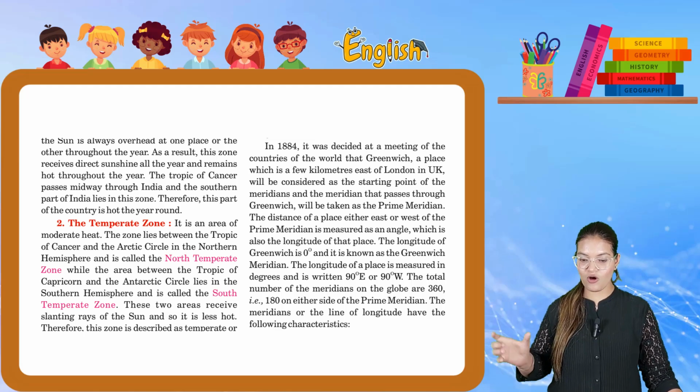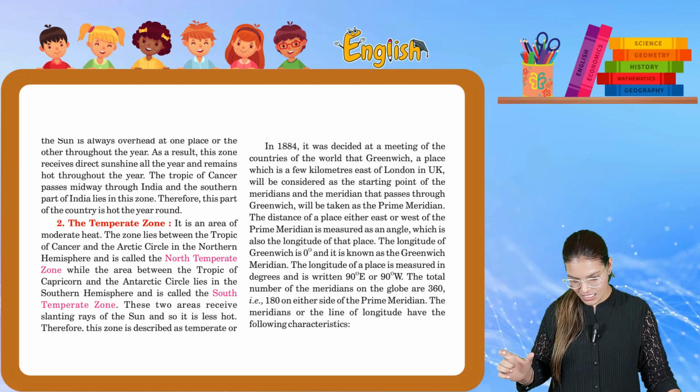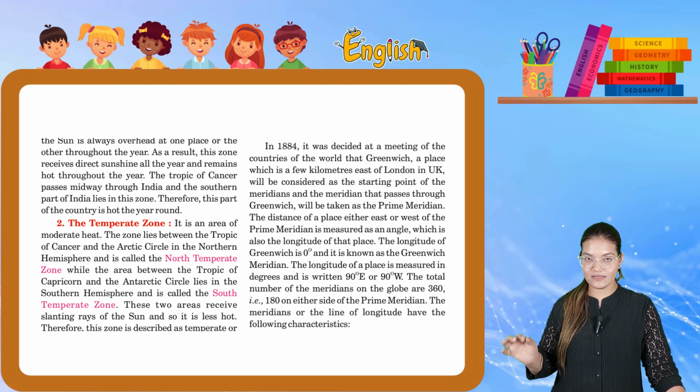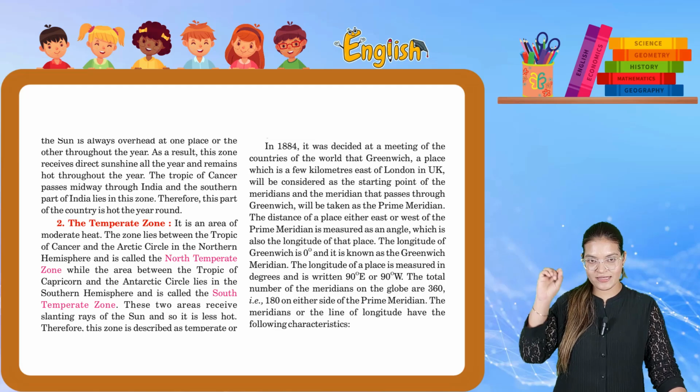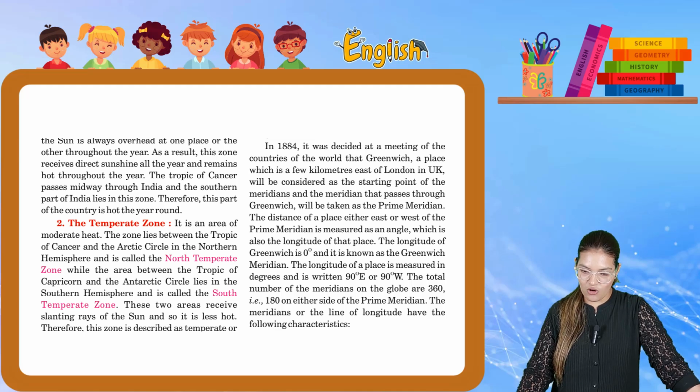The longitude of Greenwich is 0 and it is known as the Greenwich meridian. The longitude of a place is measured in degrees and it is written 90 degree E or 90 degree W. मतलब पूरा नहीं लिखते हम उसको, शॉर्ट में ही लिखते E, W, N, S, like that. The total number of meridians on the globe is 360, that is 180 on either side of the prime meridian.